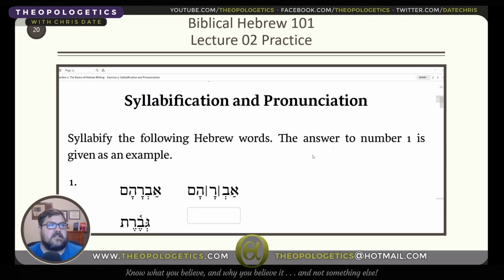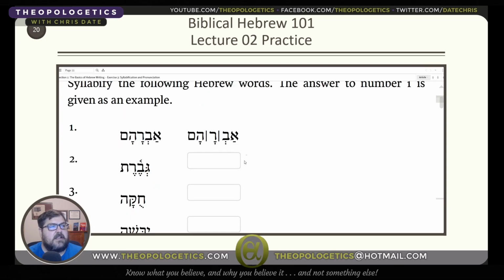Let's move on to 3, syllabification and pronunciation. Syllabify the following Hebrew words. The answer to number 1 is given as an example. All right, so Av, Ra, Ham. All right, so this one begins with a shva, so that's a vocal shva. So this is ge, and then ve, ret, geveret.